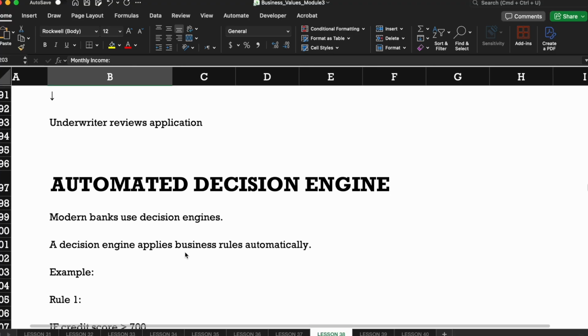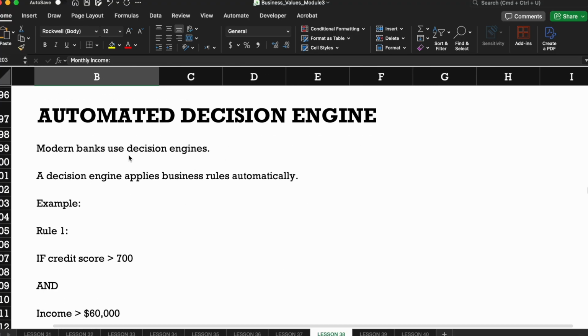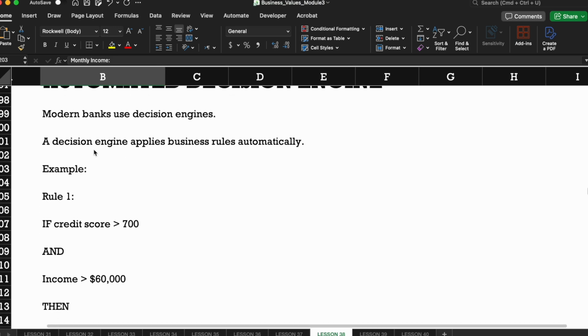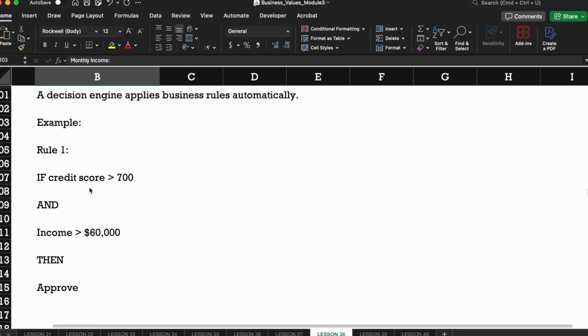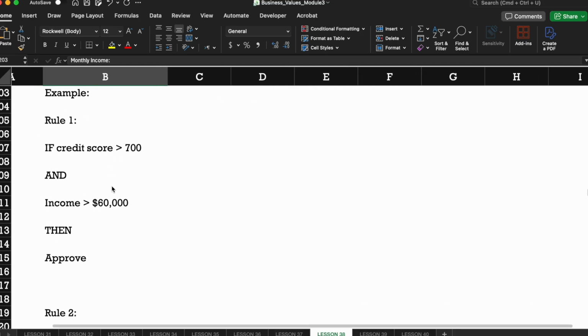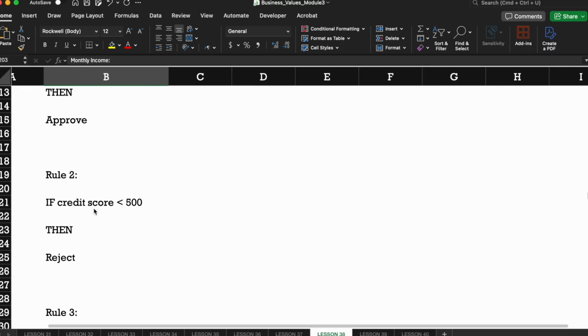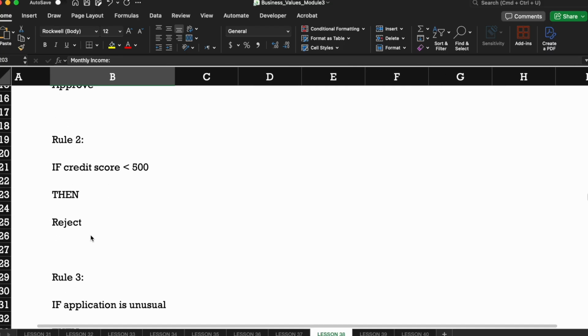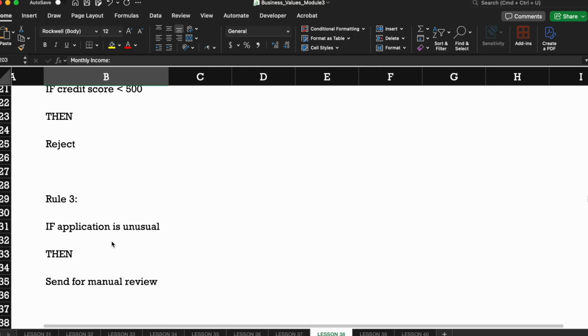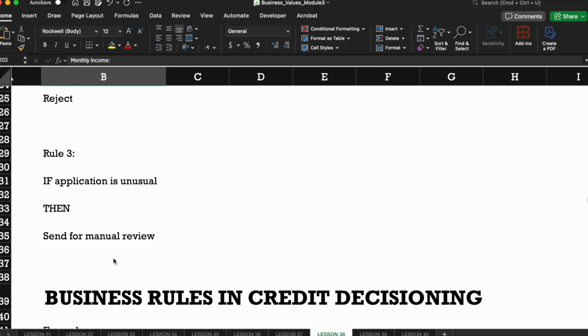So, automated decisioning engine. Modern banks use decision engines. Decision engines apply business rules automatically. Example, rule number 1: if credit score is greater than 700 and income is greater than 60,000, then approve. Rule number 2: if credit score is less than 500, then reject. Rule number 3: if the application is unusual, then send for manual review.